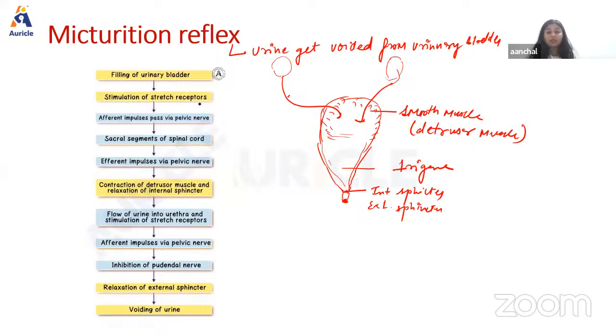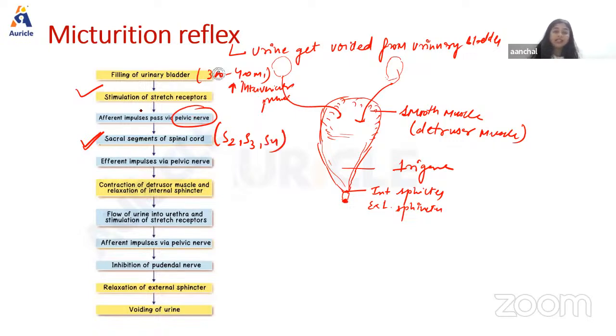So what happens when about 300 to 400 ml of urine gets collected inside the bladder is that there will be a rise in the intravesical pressure. This stretches the wall of the bladder, which results in the stretch of receptors present in the bladder, and stimulation of stretch receptors will occur, generating impulses. Those impulses will pass through a very important nerve known as the pelvic nerve. The pelvic nerve will send the signal to the sacral segment of the spinal cord, and the sacral segments are S2, S3 and S4.